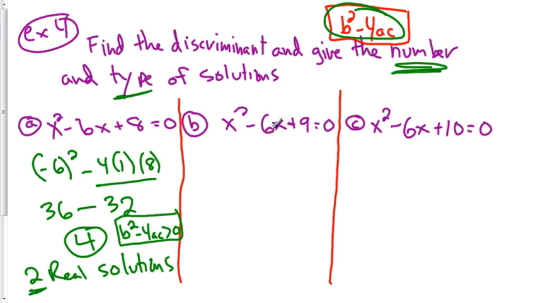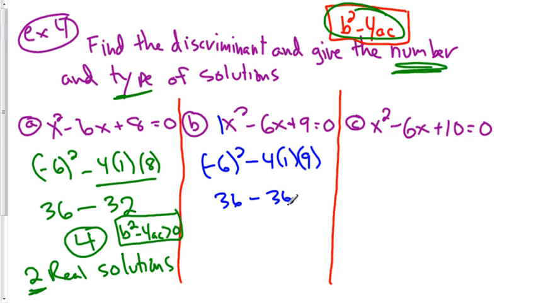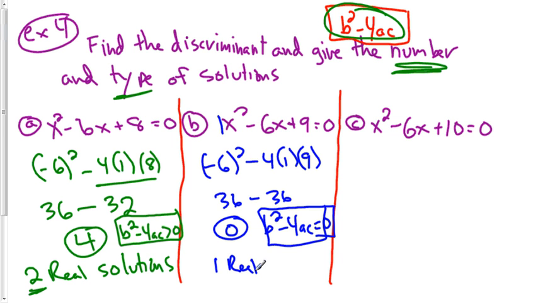Again, it's x squared minus 6x plus 9. So now almost everything's the same. B is negative 6. We're going to square it and get 36. See if I can actually multiply these this time. 4AC, A is still 1. C is 9. 4 times 9 is 36. So I get a discriminant of 0. Well, we know anytime the discriminant is equal to 0, we are going to get 1 real solution. And that was the example when the vertex was on the x-axis.